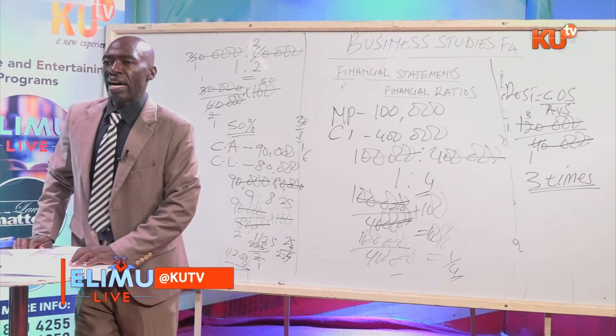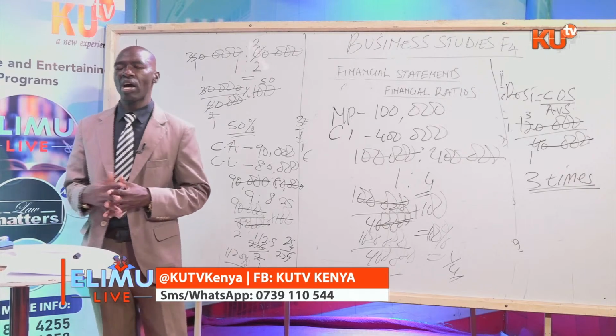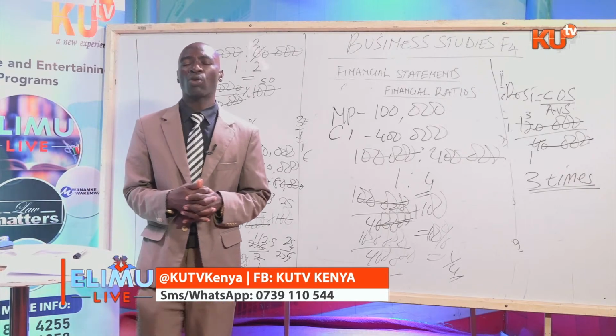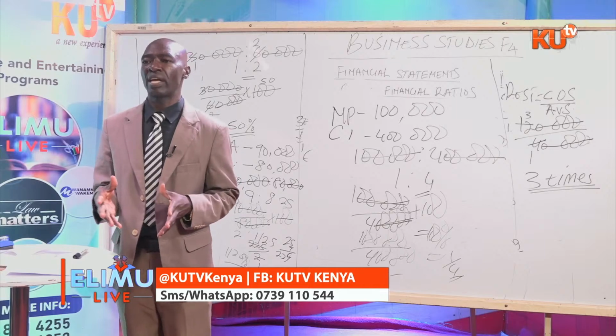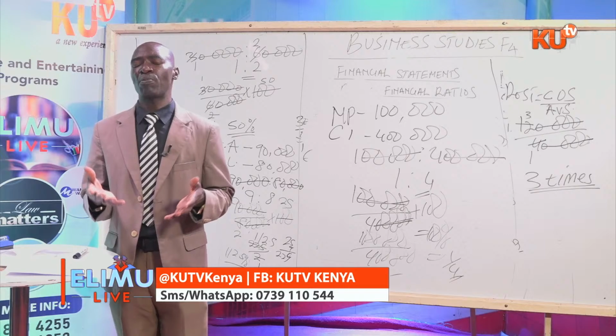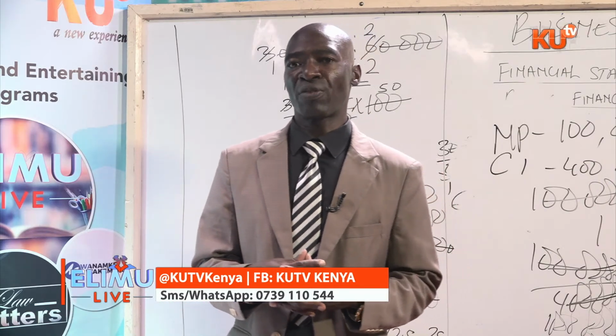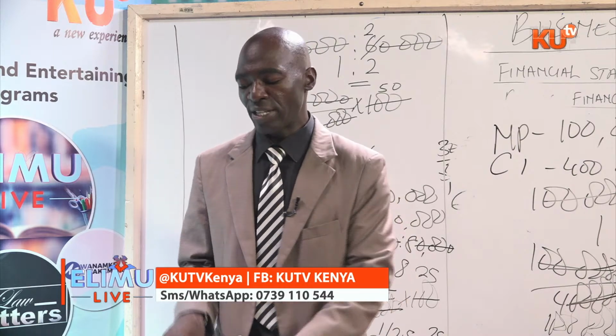That is return on capital: net profit expressed as a fraction, percentage, or a ratio of capital invested. How do you get net profit? Net profit is gross profit plus revenues minus total expenses.